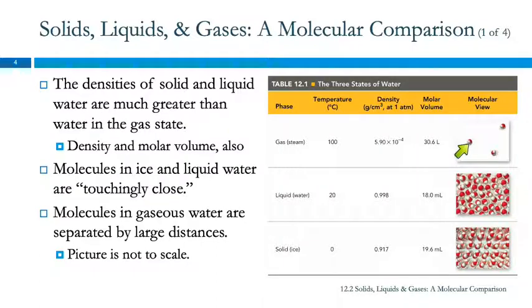So the distances here affect the densities of water in these different states. For liquid and solid water, the density is quite similar. It's close to 1 gram per cubic centimeter. But in the gas state, it's 0.00059 grams per cubic centimeter. Much, much less dense. We could also look at the molar volume, the volume of 1 mole, and see that that is also very different between the three states.